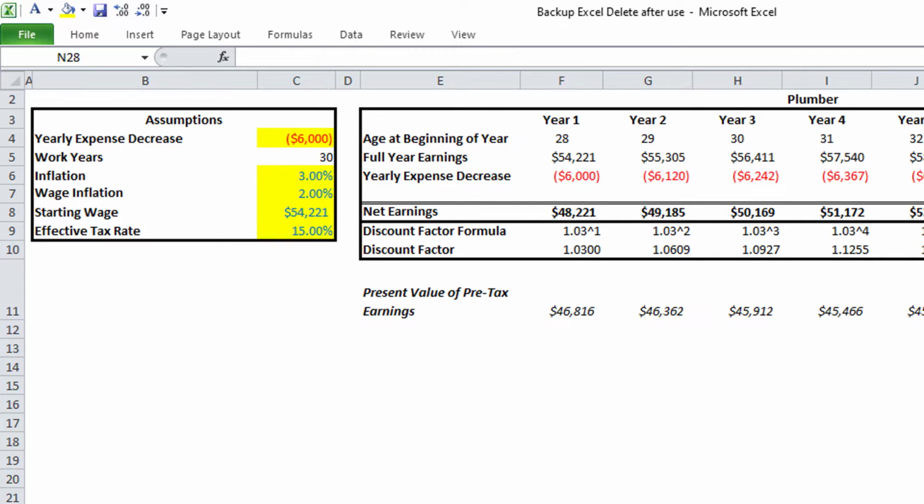So now let's take a look at the calculations in years 1 and 2. So in year 1, the plumber is 28 years old. The current year earnings are $54,221. The yearly expense decrease for the first year is $6,000. And then you'll notice there's no line for taxes. As I mentioned earlier in the description, we calculate this on a pre-tax basis, so there's no adjustment for taxes here.